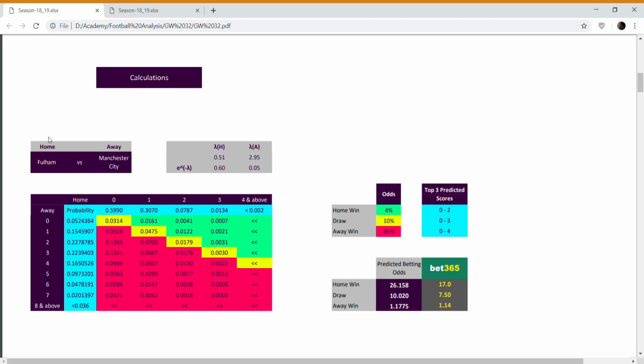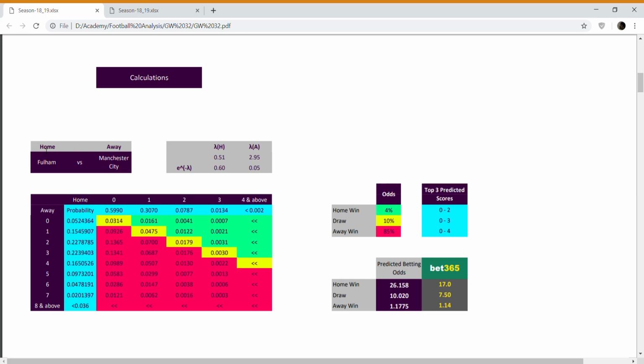So here is our first fixture, Fulham versus Manchester City. As you can see, we have already calculated lambda and e to the power minus lambda values for the fixture. Now let's come to the probability table. The values in blue over here have been calculated using the Poisson distribution equation. So now if you ask me, what is the probability of Fulham scoring 0 goals? I will say the answer to that question is 0.59, that is 59%. This is calculated by putting the above calculated values and k is equal to 0 in the Poisson distribution equation.